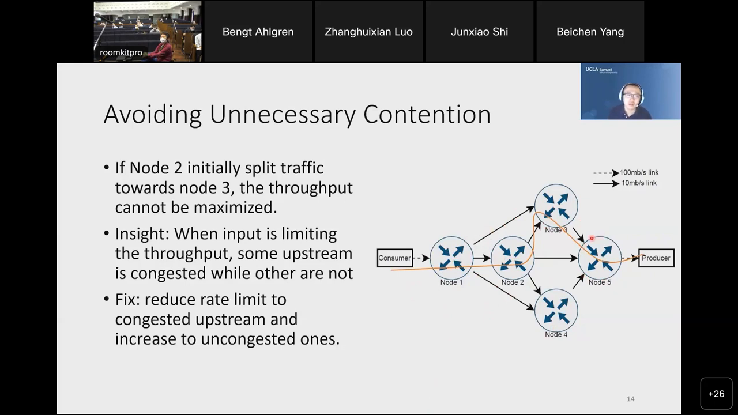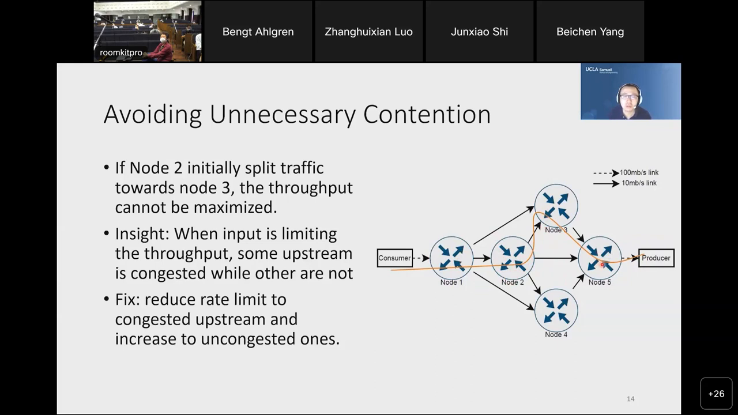And we use a simple observation to avoid this situation. The observation is that in this case, what essentially happened is that the node 1, node 2 path is limiting node 2's performance, but node 2 is still sending to node 3, which has contention, instead of node 5, which doesn't have any contention.